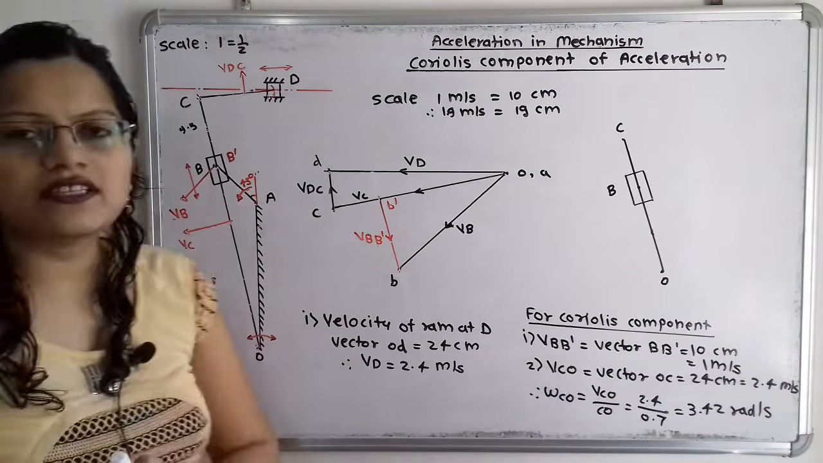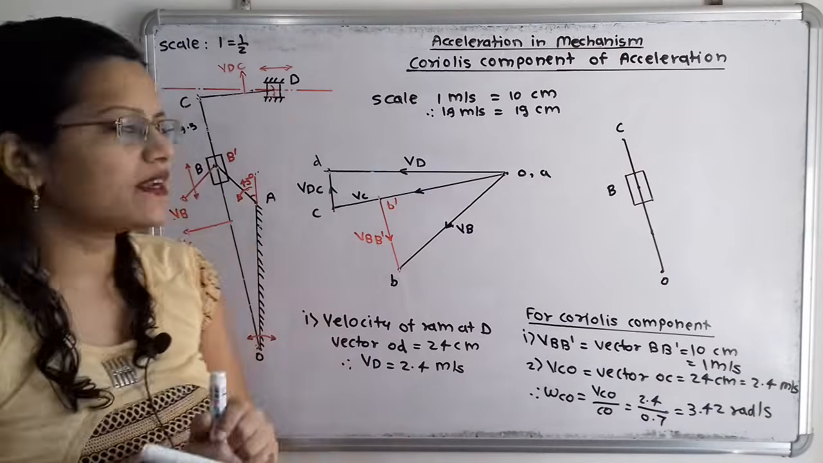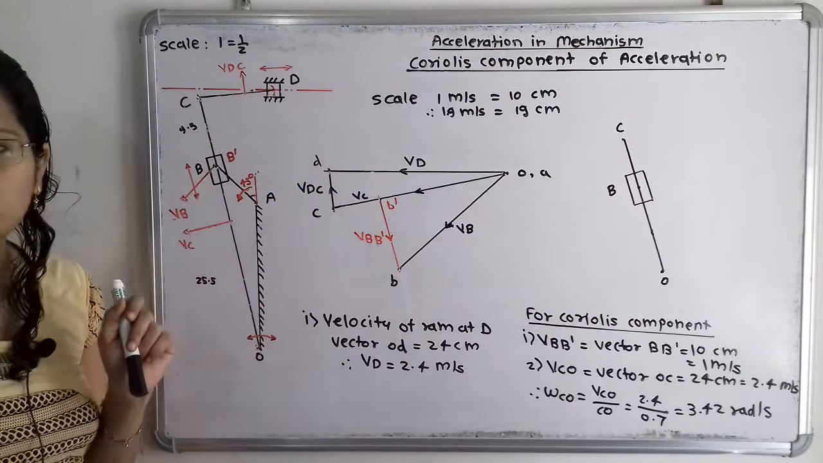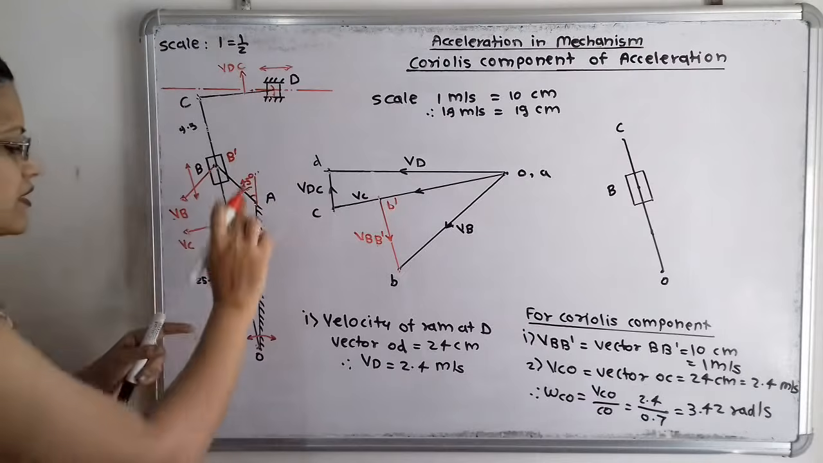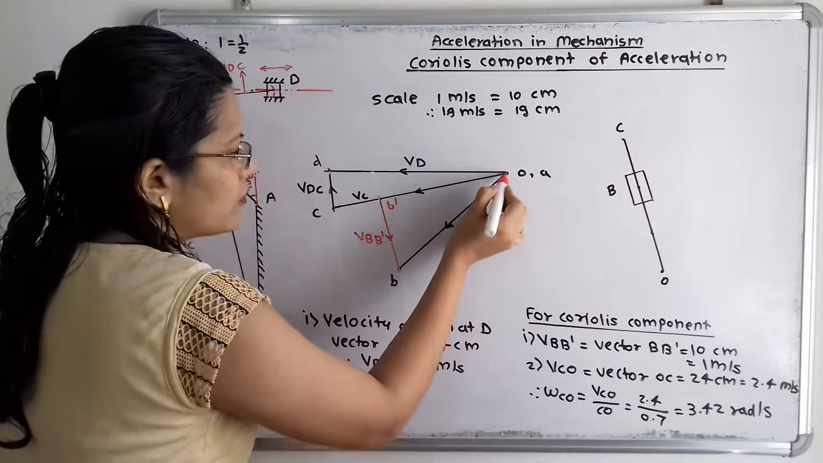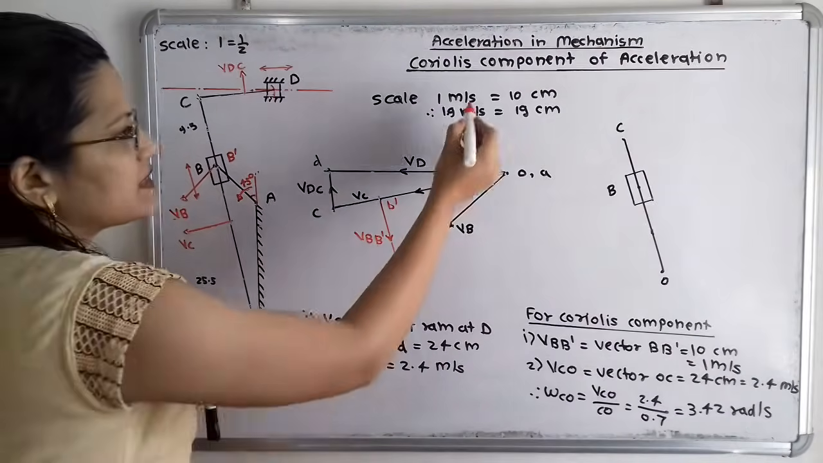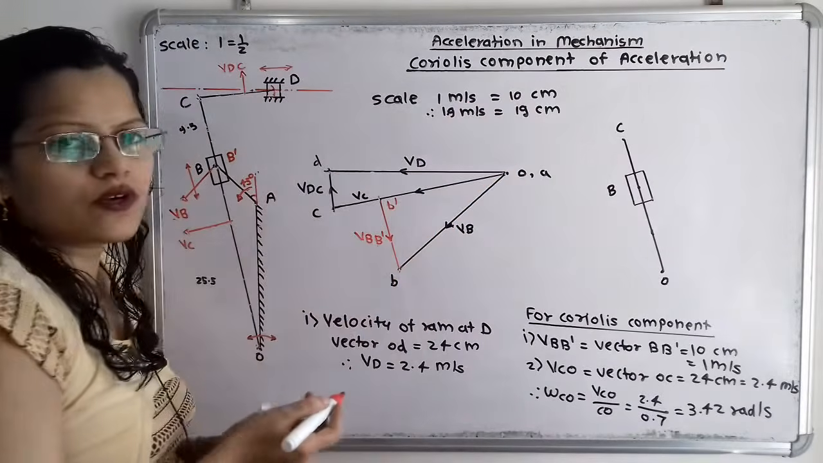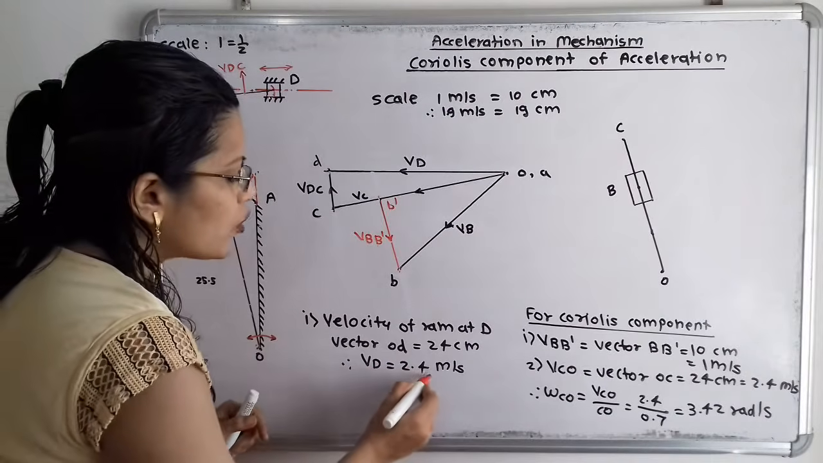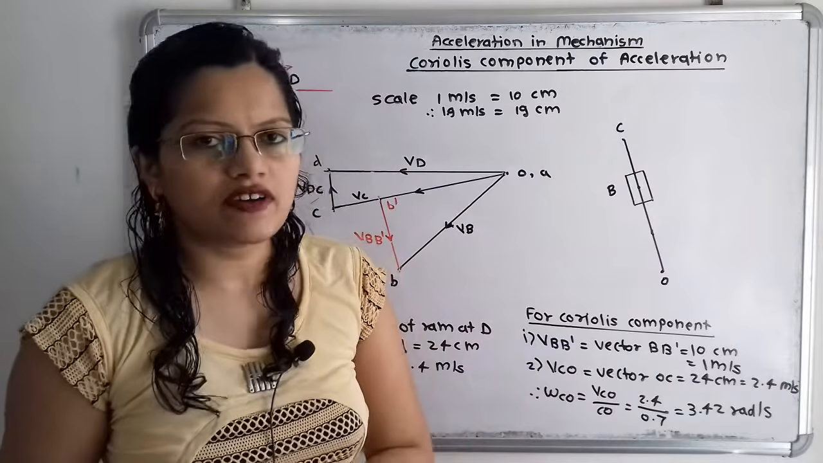Now there is the question, that is the velocity of ram at D. So how to find out? So ram at D is having the reciprocating motion along the horizontal line, and this motion is with respect to the fixed point. So for that we have to measure this vector OD. So its length is 24 centimeter and our scale is 1 meter per second is equal to 10 centimeter. So 24 divided by 10, that is VD, is equal to 2.4 meter per second. So this is the answer of the question.